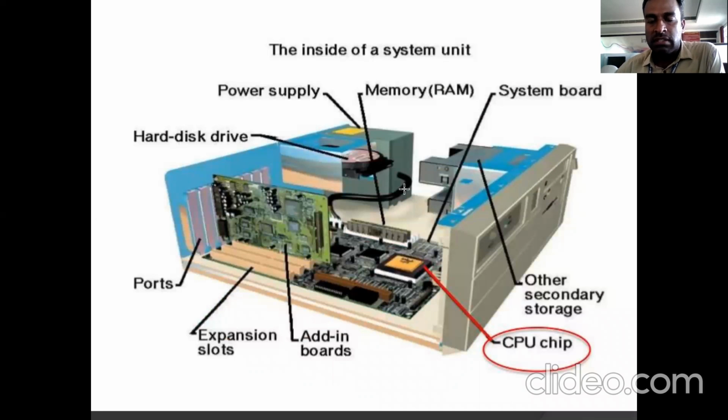This diagram shows the inside of the system unit. The first one is the hard disk drive. The system unit has a hard disk drive, that is a storage device, and then the power supply module, and then memory, that means the RAM, and then the system board, and then other secondary storage devices and the CPU chip, and then add-in boards and expansion slots and ports.